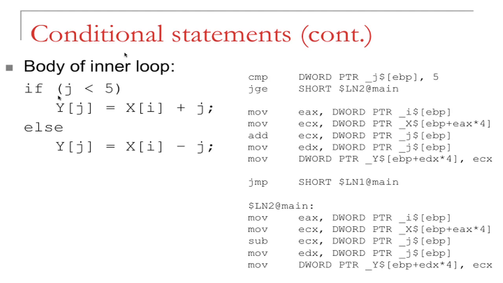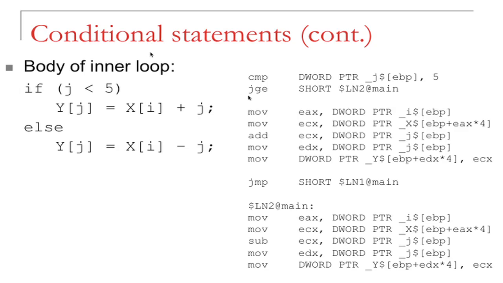Recall that these are the C statements inside the inner loop. We're going to check whether J is less than 5 or not. If J is less than 5, we assign x of I plus J to the J's element of array Y. Else, we assign the ith element of x minus J to the J's element of array Y. So this is the typical if then else statement in C or in any high-level language.